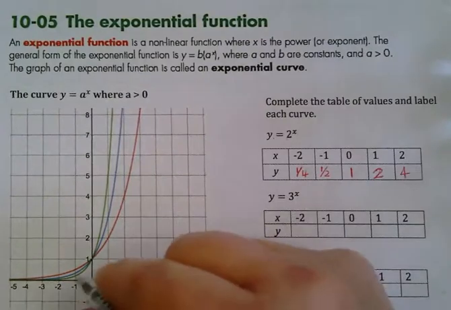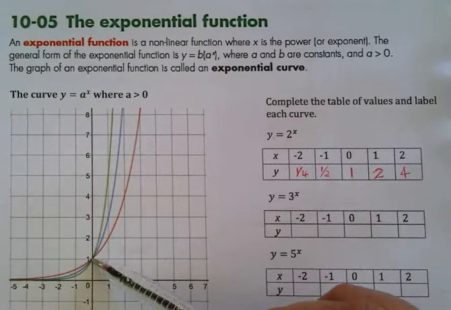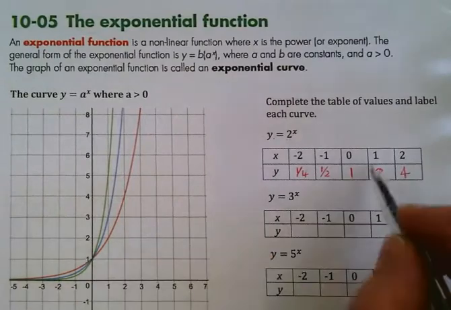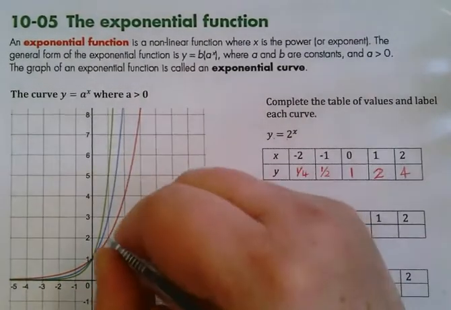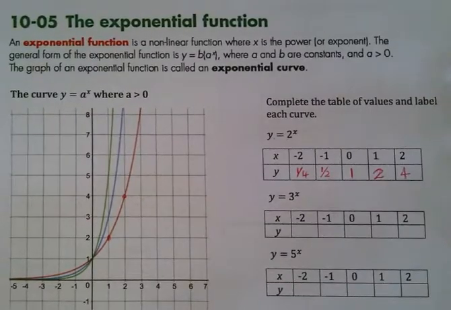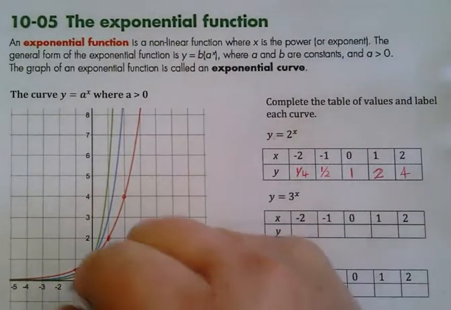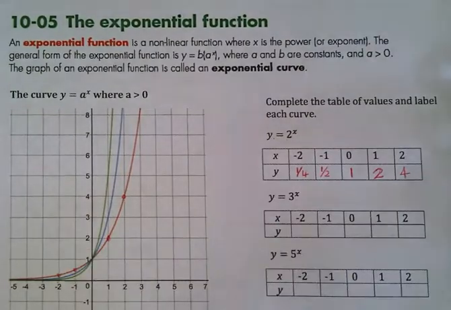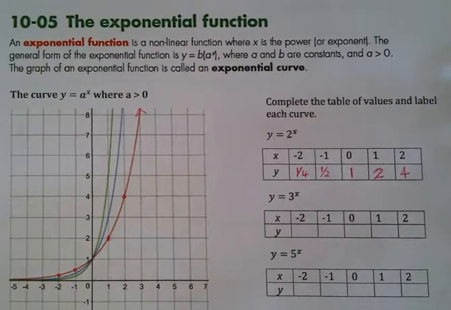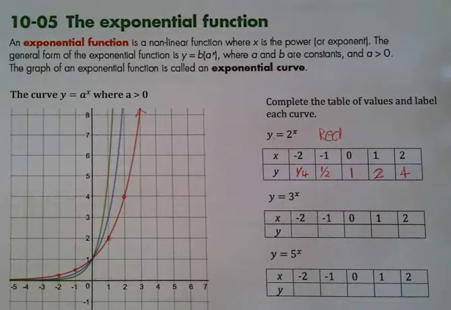So let's see which graph this is. What do you notice about all these three curves anyway? They all pass through the point x is 0, y is 1. So when x is 0, y is 1. When x is 1, y is 2. When x is 2, y is 4. When x is negative 1, y is positive a half. And when x is negative 2, y is a quarter. And then a smooth curve between those points with an arrow on the end. So obviously y equals 2 to the power of x is the red curve.